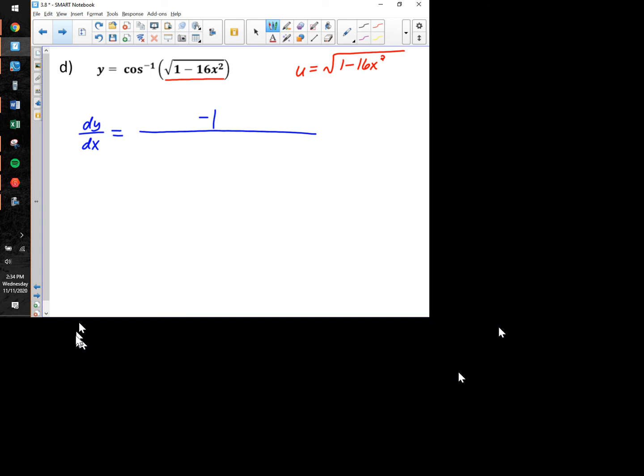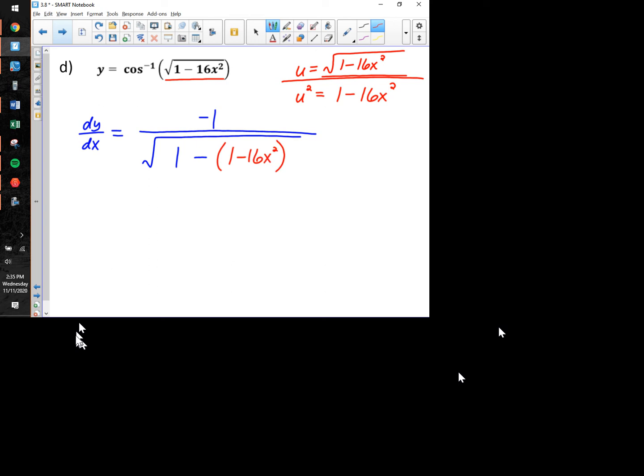A negative 1 all over the square root of 1 minus u squared. Well, let me go back up here in red. If u is the square root of 1 minus 16x squared, then u squared comes from squaring that right side. It cancels out the square root, and u squared is 1 minus 16x squared. So that's what's going to go here. 1 minus 16x squared takes the place of the u squared.